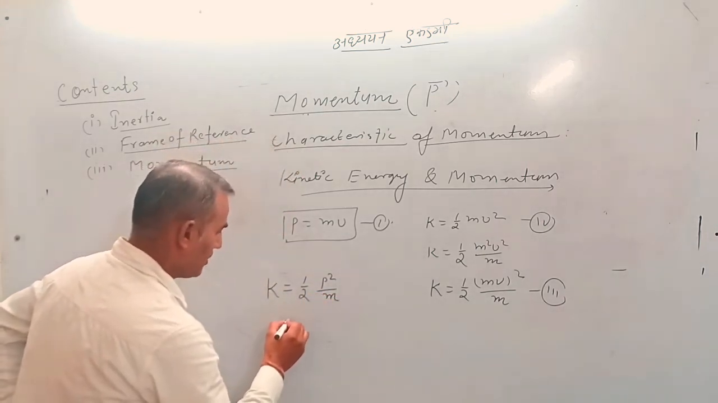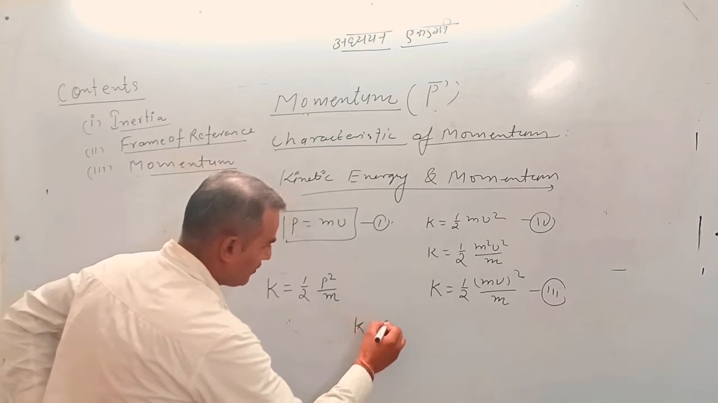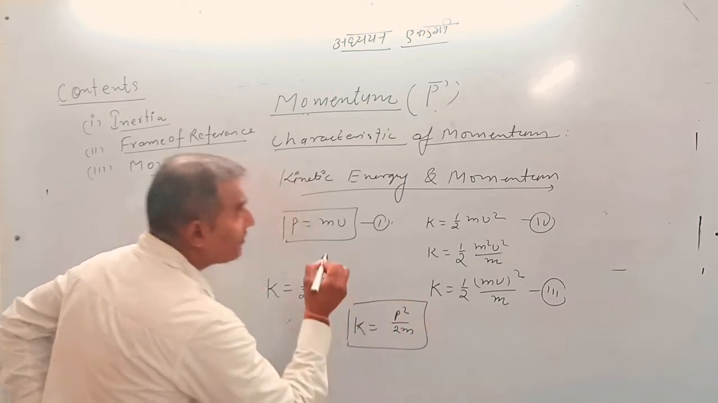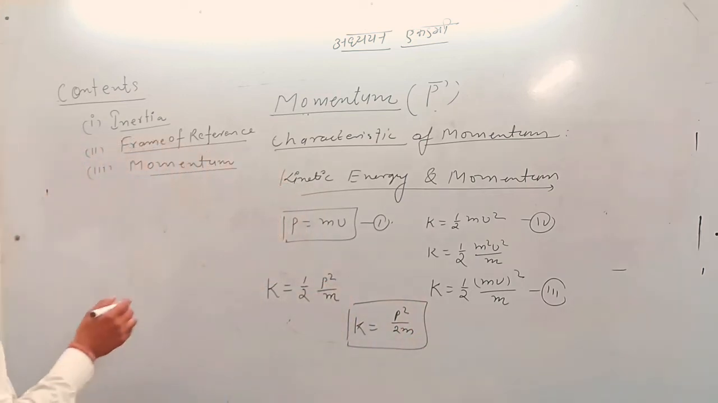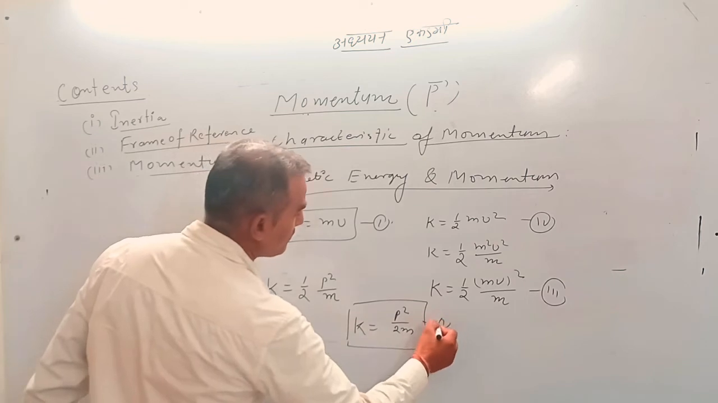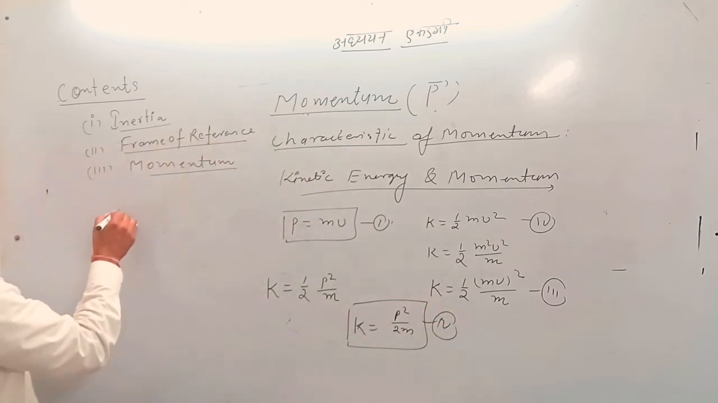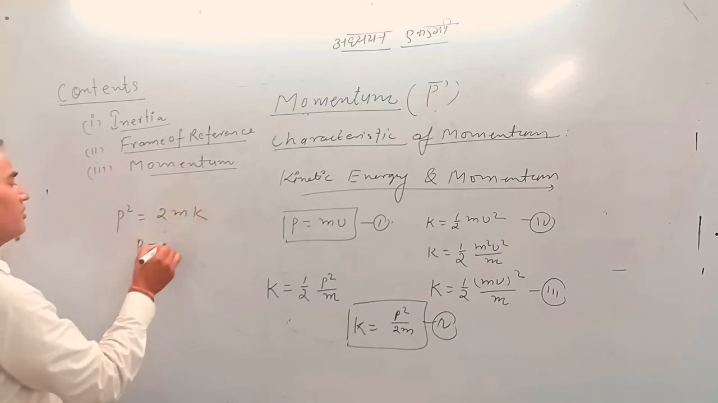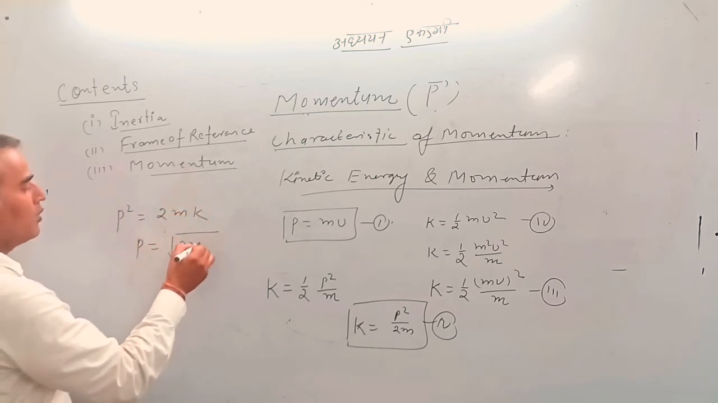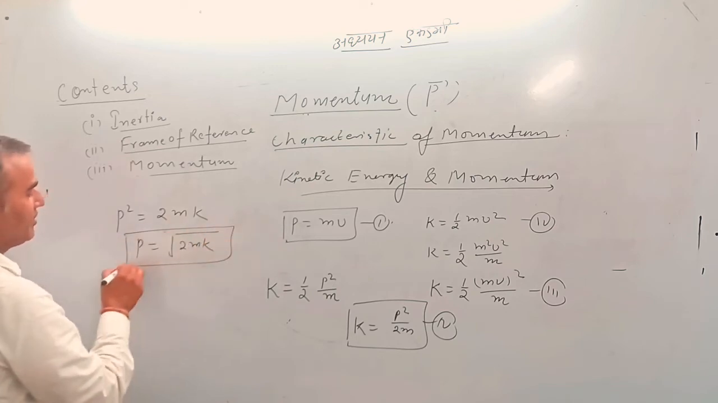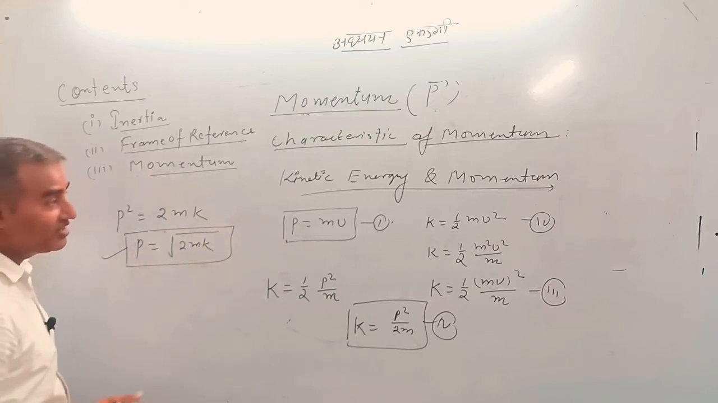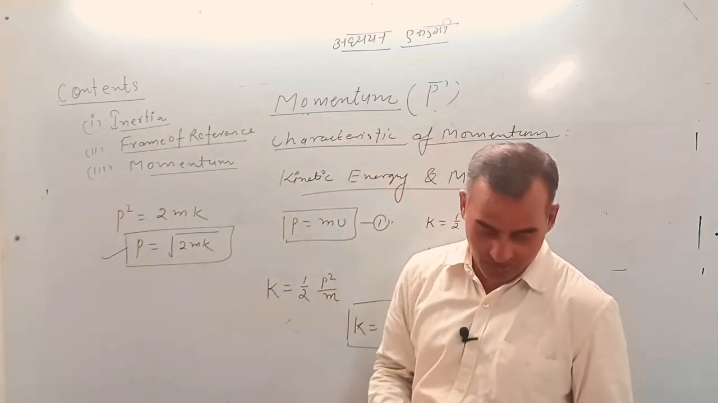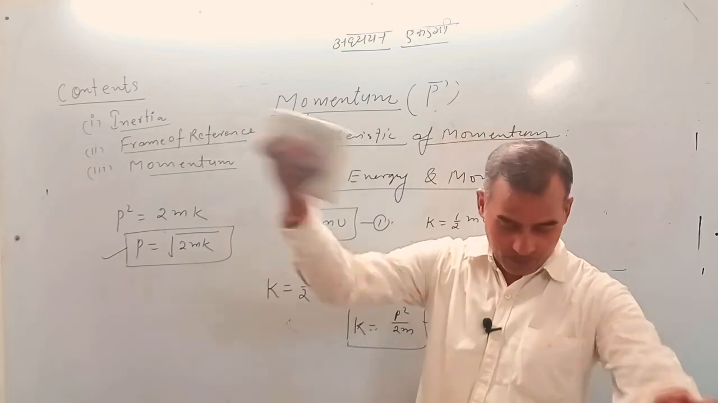So kinetic energy K is equal to P square upon 2m. This is the relationship between momentum and kinetic energy. So P square is equal to 2mK, and P is equal to the square root of 2mK. This is the momentum and kinetic energy relationship. This is one of the characteristics of momentum.